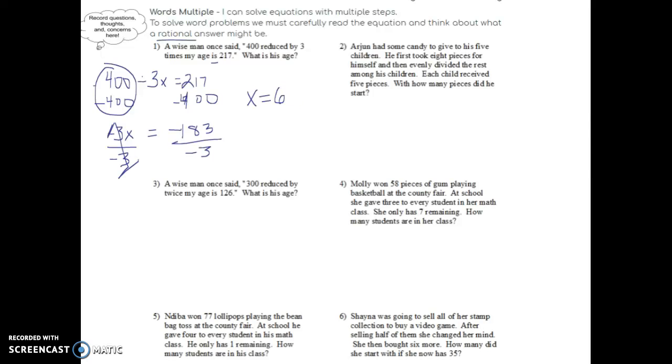All right, so let's think about whether or not this makes any sense. We know that 3 times 6 is 18, right? So 3 times 60 is 180. So 400 minus 180 should be about 220. And since it's 61 and we got 217, our answer makes sense. It's logical. That's something reasonable I could have gotten.